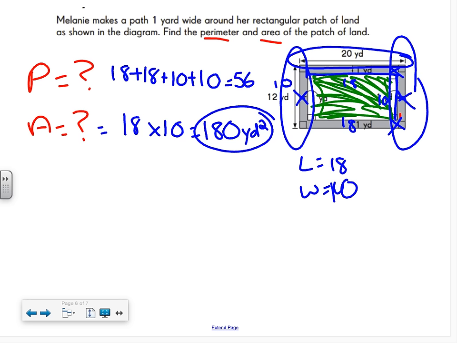And I know that's not squared. That's just yards, because it's a straight line. I have figured out both. The perimeter is 56 yards. The area is 180 yards squared.